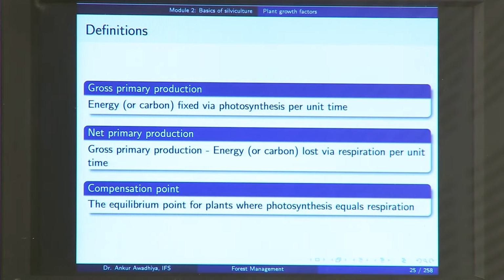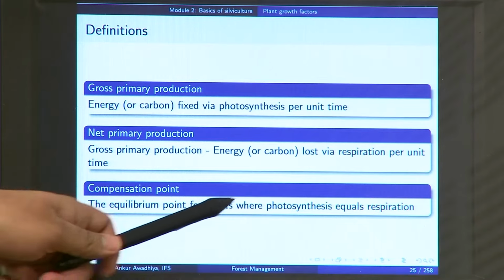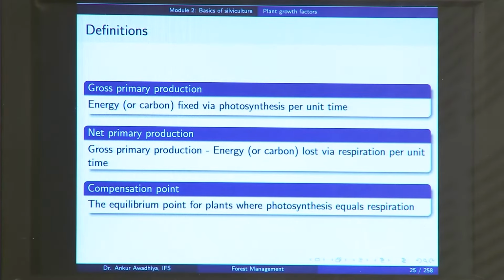And we also define the compensation point as the equilibrium point for plants where photosynthesis equals respiration. Now, what is this compensation point? Photosynthesis requires light, so you will have photosynthesis in the daytime, but respiration does not require light and is going on both during the day and the night time.